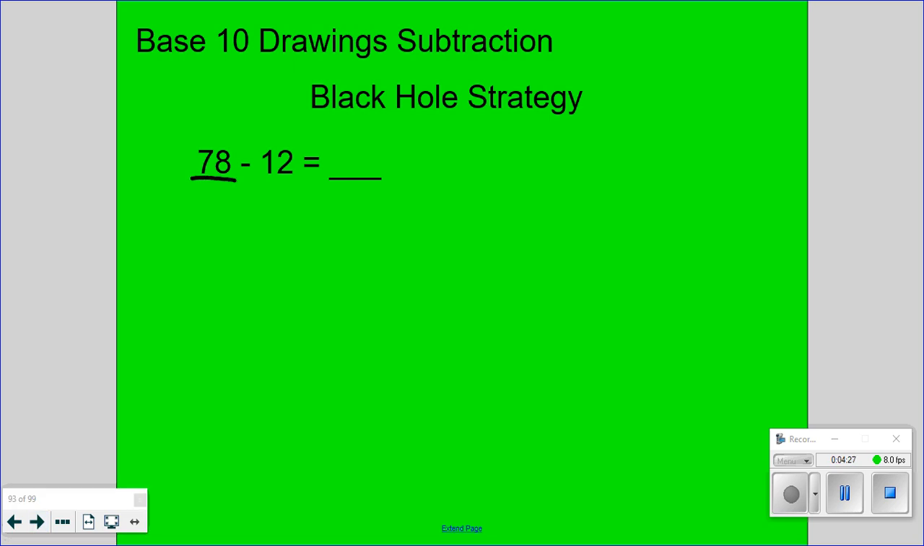Underline the 78. That is our whole, or our total. And I'm using the word whole that starts with a W. Whole. I'm not using the same word there. It's a different whole. It's our total. So that could be the total amount of pencils I have, the total amount of puppies I have, the total amount of bananas I have. We're going to draw that using our base 10 pieces.